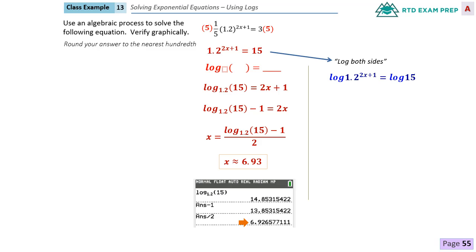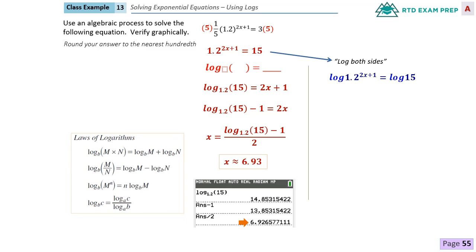In our second method, instead of converting from power form to logarithmic form, let's introduce a logarithm to both sides. Here, we are performing the same operation and therefore have maintained the equivalence. Our laws of logarithms allow us to bring the exponent down as a coefficient. Notice the use of brackets here. The 2x plus 1 will be distributed to the log 1.2. So we end up with 2x times log 1.2 and 1 times log 1.2 equal to log 15.